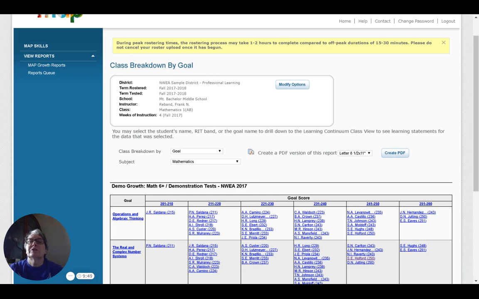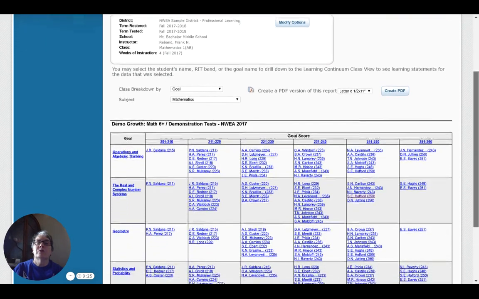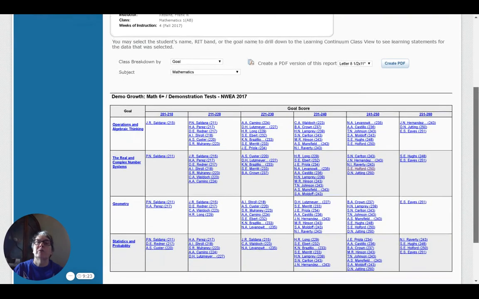I'm going to be talking specifically about the class breakdown by goal in this segment. Again, we went to MAP Growth reports, chose the class breakdown, went through the different options, and chose to display by goal, which is shown in this area right here. This is the interactive view, so I could go back and choose to go to RIT if I wanted to. Goal will give me a little more detailed information. So let's look at some of that detailed information.